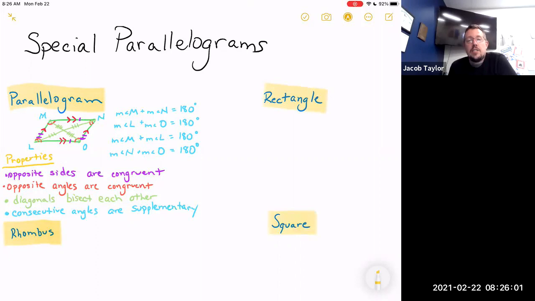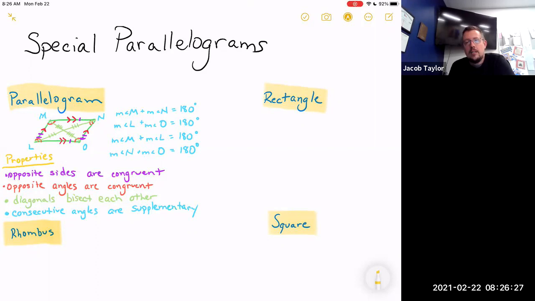So that's a lot of stuff about a parallelogram. From such a simple shape, it's just a quadrilateral with parallel sides, we're able to get a whole lot of properties of that parallelogram. And since our special parallelograms, the rectangle, rhombus, and square, are parallelograms, that means these properties also apply to the rectangle, the rhombus, and the square.